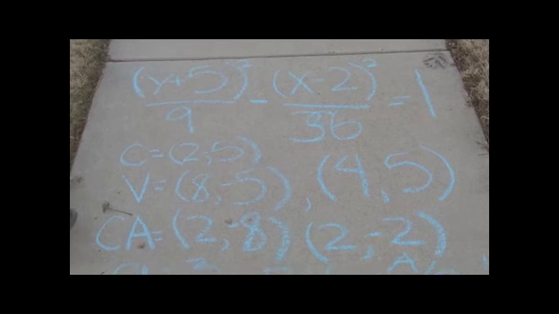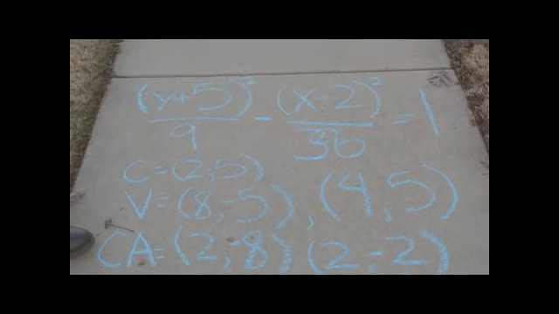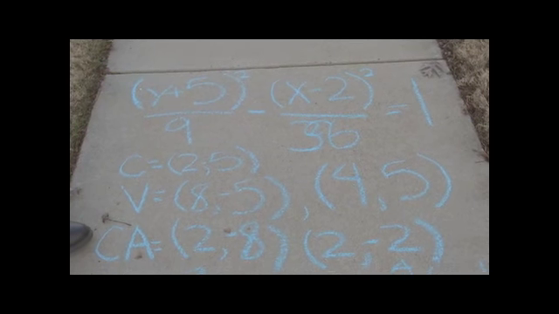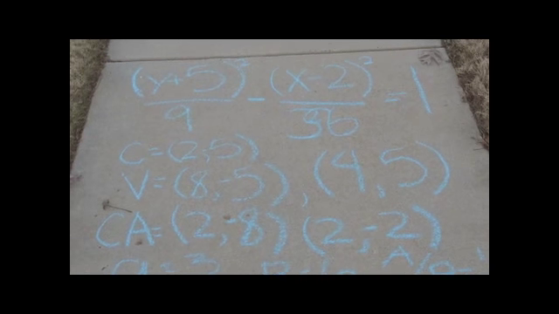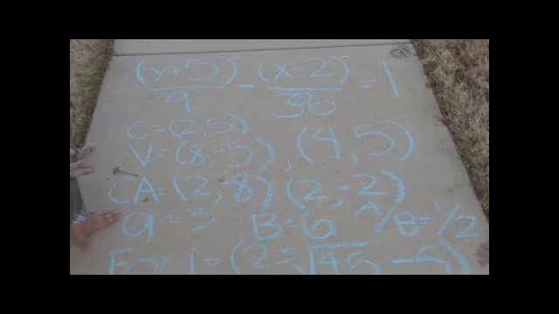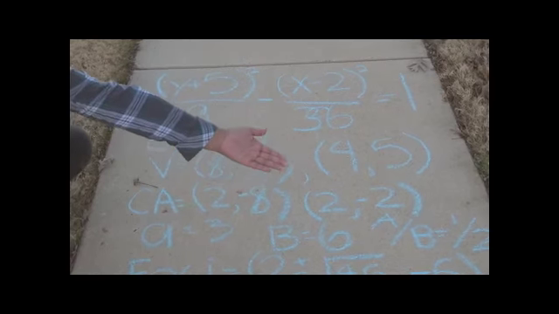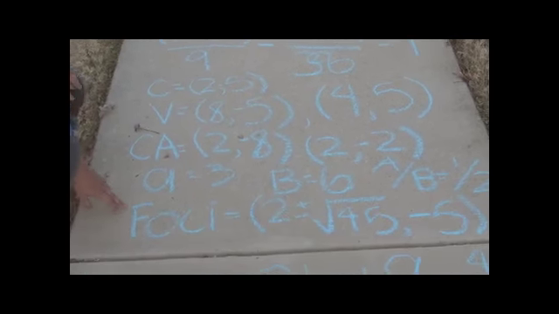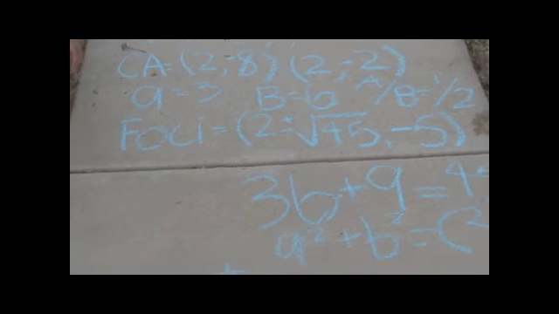To find your vertices, you will look at the a value, which is 3, and then you'll add or subtract 3 from x. So for your first one, you have (8, −5), and then you have (−4, −5). For the conjugate axis, the x is going to stay the same, and you're going to add or subtract 6 from y, and so it's going to be (2, −8) and (2, −2).